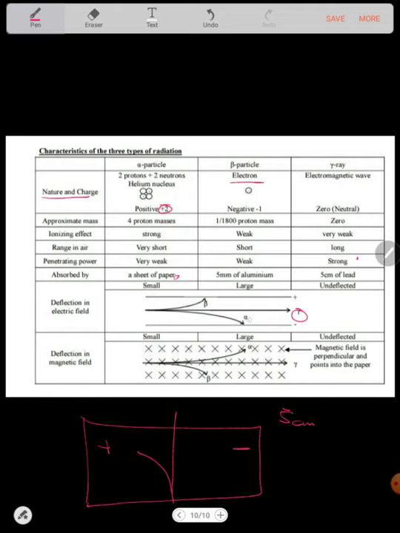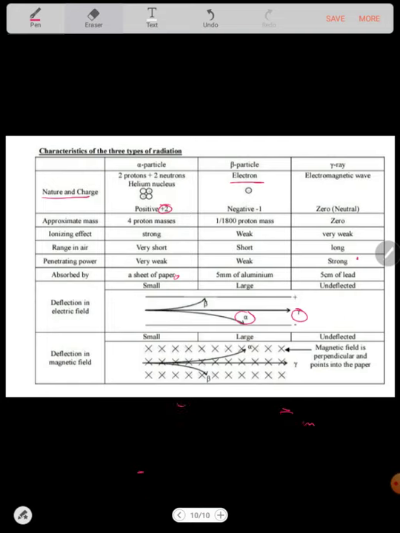Since the alpha particle is positively charged, you know that unlike charges attract, so it will be attracted towards the negative, but at a higher diffraction as compared to a beta. So this is beta, this is alpha, this is gamma. A gamma is not affected, it's neutral, got no charge. An alpha particle is positively charged, so it will be attracted to the negative side, but at a higher diffraction. A beta is negatively charged, so it will be diffracted to the positive side, but at a very small range.